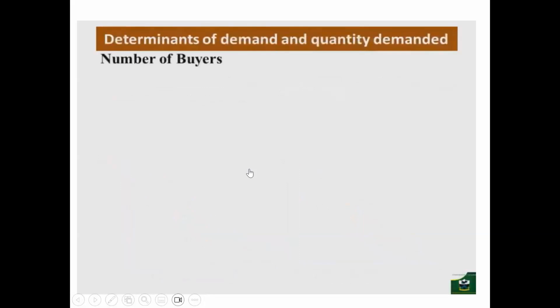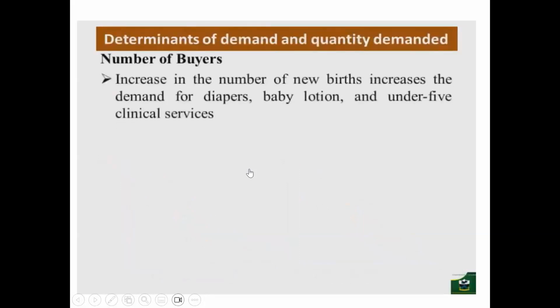Lastly, let's look at the last determinant, which is the number of buyers. If we have an increase in, for example, births of newly born babies, it means that the demand for diapers, baby lotion, and under-5 clinic services will increase. Because we have new babies, the buyers, who are the mothers, will be more. And therefore, because the number of buyers has increased, the demand for a product will also increase.